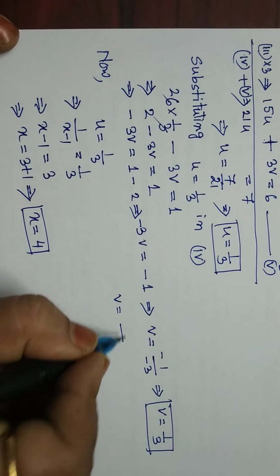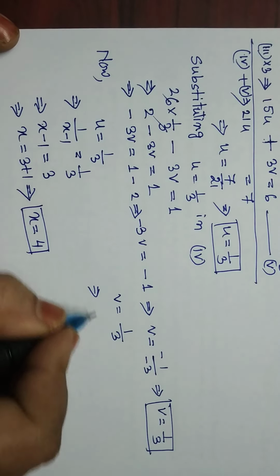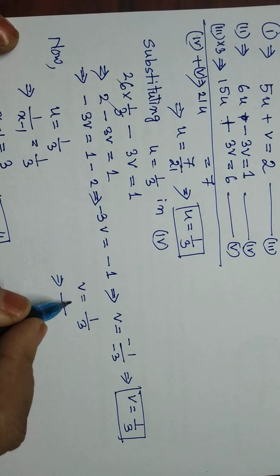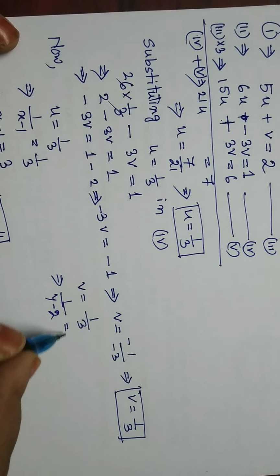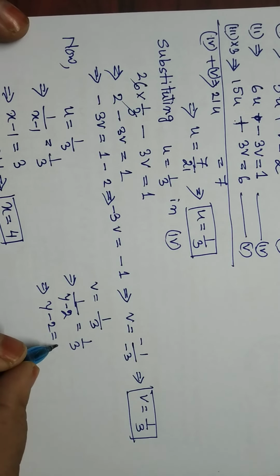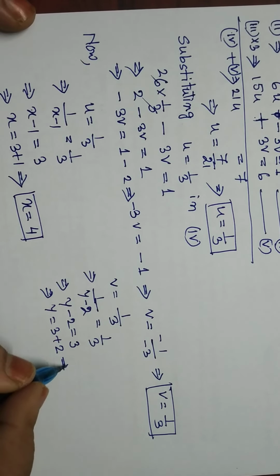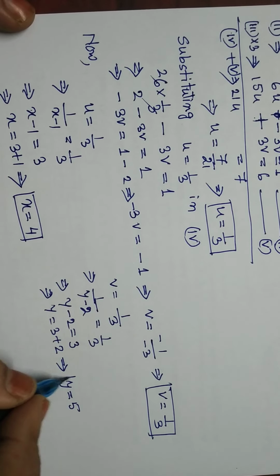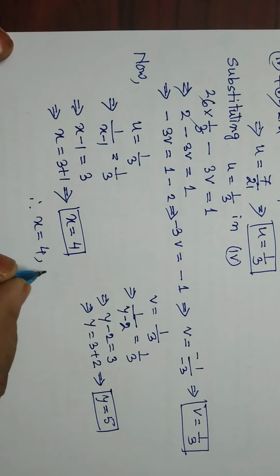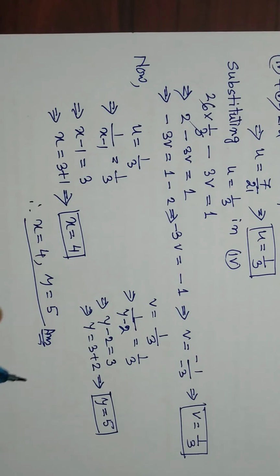And v equal to how much? v equal to 1 by 3. v is also 1 by 3. This implies v means we substitute what? v means 1 by y minus 2. Therefore 1 by y minus 2 equal to 1 by 3. This implies y minus 2 equal to 3. Therefore y equal to 3 plus 2, that means y equal to how much? 5. We get the values of x and y. Therefore x is equal to 4 and y equal to 5. This is our answer. I hope all of you understand.